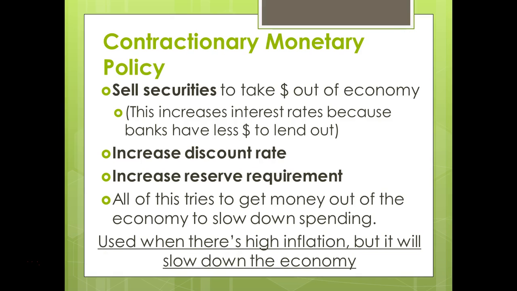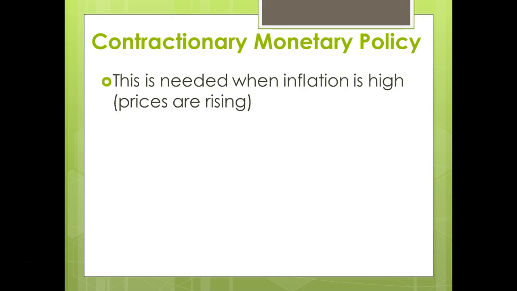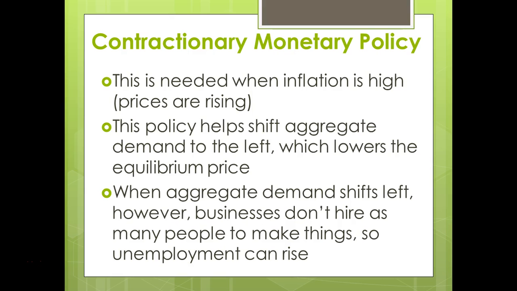And this contractionary monetary policy is used when there's high inflation, but it'll slow down the economy. So it helps control inflation, but it'll also slow down the economy, and usually the unemployment rate goes up after this. So it's needed when the inflation is high and prices are rising, and it helps shift aggregate demand to the left, which lowers the equilibrium price, so it lowers prices. But when aggregate demand shifts to the left, businesses don't hire as many people to make things, so unemployment can rise. So it slows the economy down, but at least inflation gets lowered.